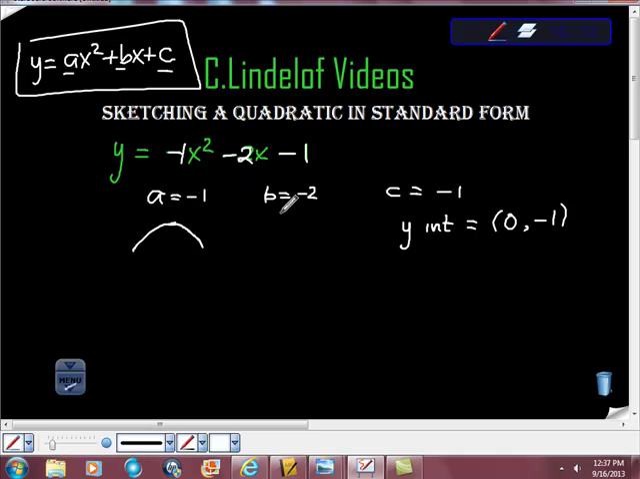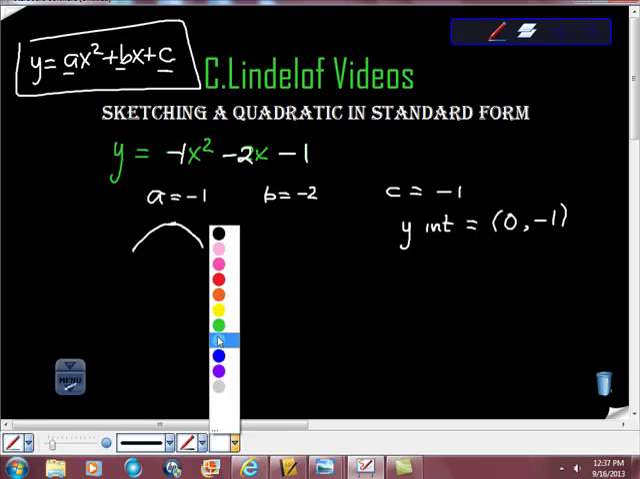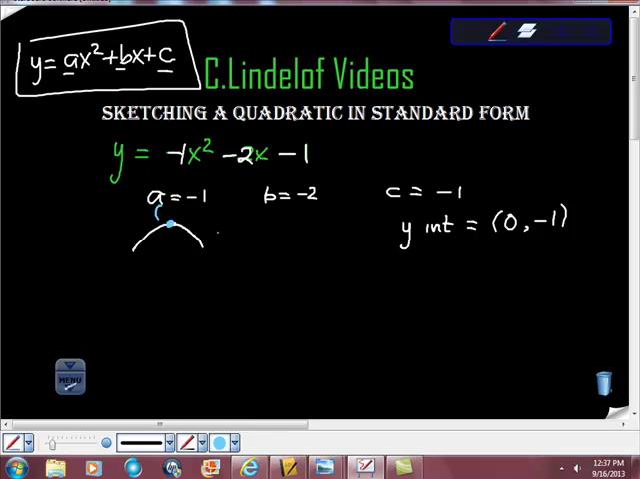What am I going to do with b? Well, I know that the x value of this vertex is equal to the opposite of b over 2 times the a value. So all I'm going to do is go back and fill in the blanks. We know that our b value was negative 2, so I'm going to put in this negative 2. We know that our a value is negative 1, so there's my negative 1. Negative times a negative is a positive. 2 times a negative 1 is negative 2. Positive over negative is negative, and 2 over 2 is 1, so we get negative 1.